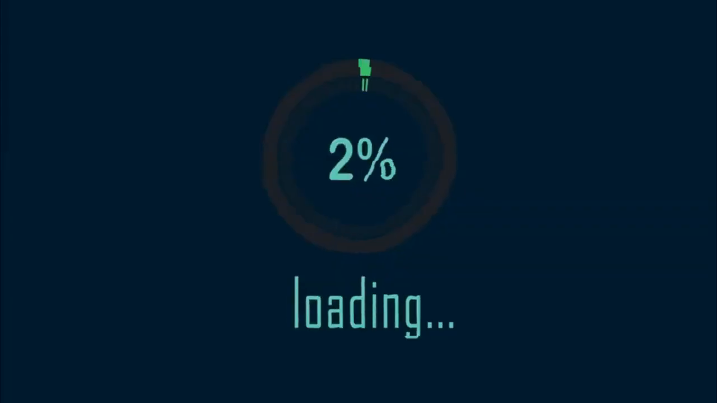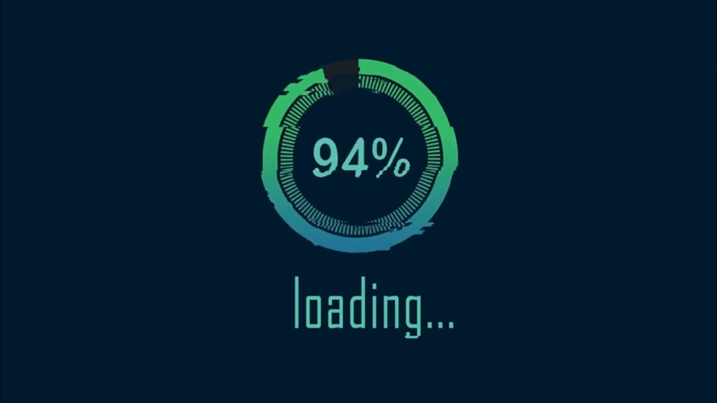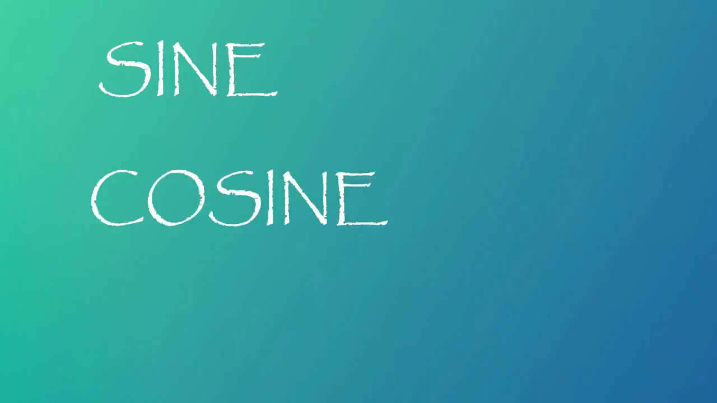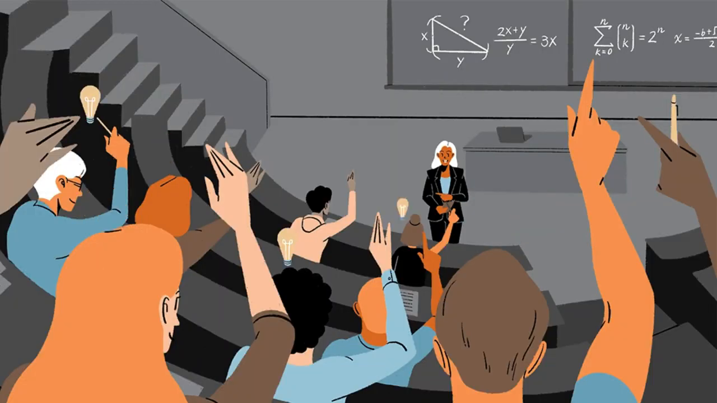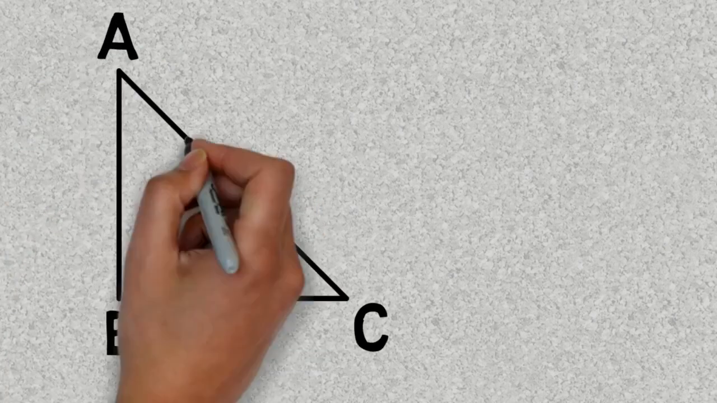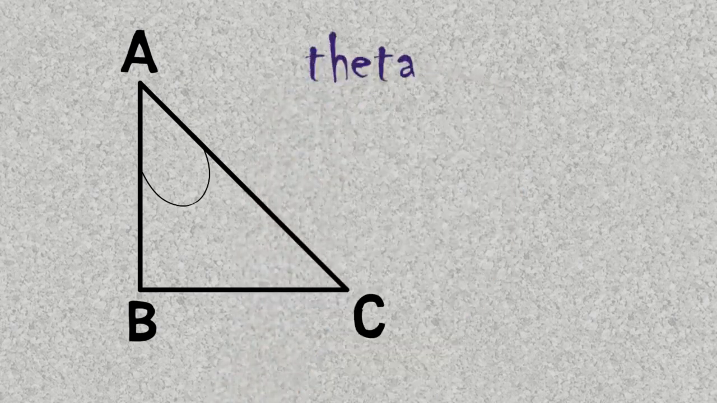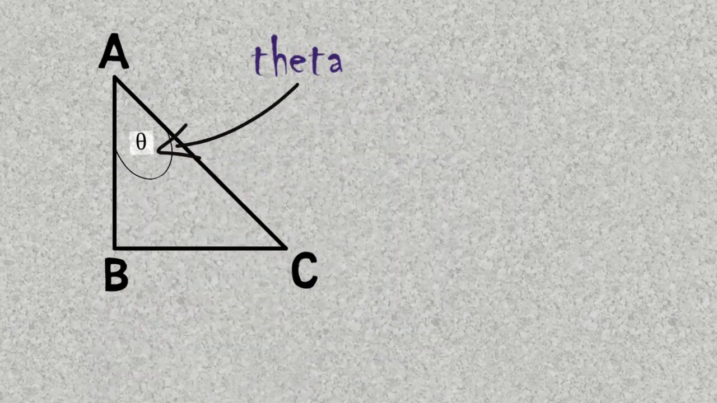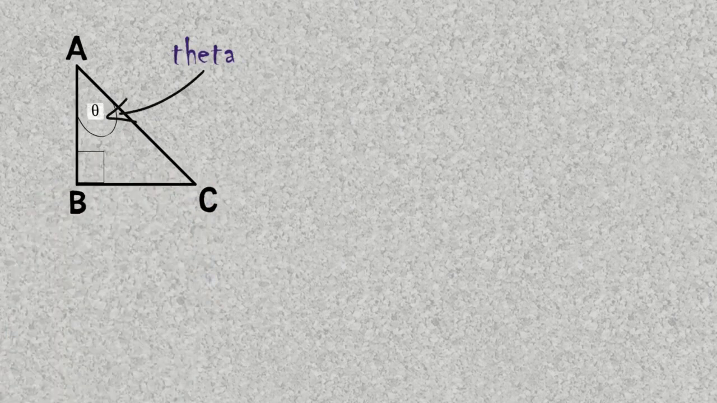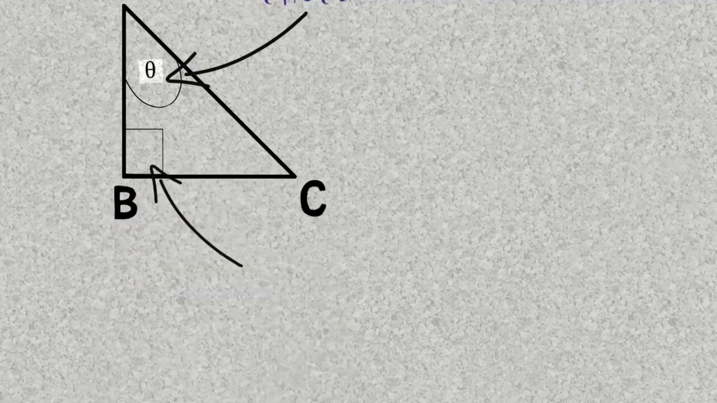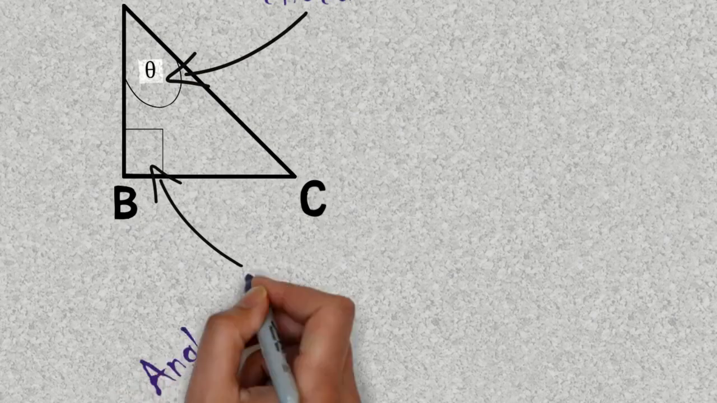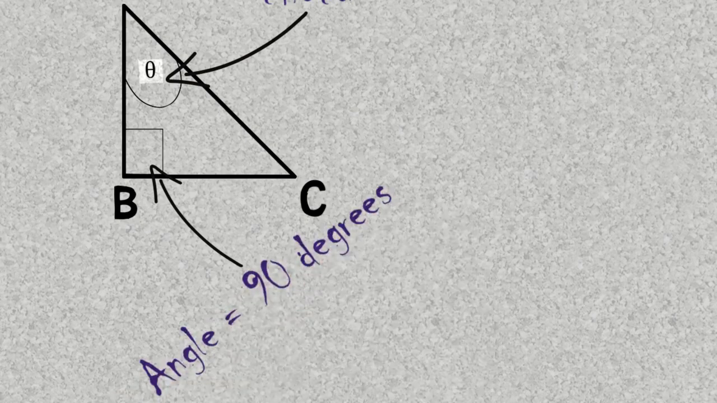So let's start off by understanding the concept of trigonometry, which is sine, cosine, and tangent. To understand sine, cosine, and tangent, we will have to take a triangle. And let's name this triangle ABC. And the angle we want to calculate is theta. It is important to note that this is a right angle triangle. Right angle triangle means it has one of its angles being 90 degrees.